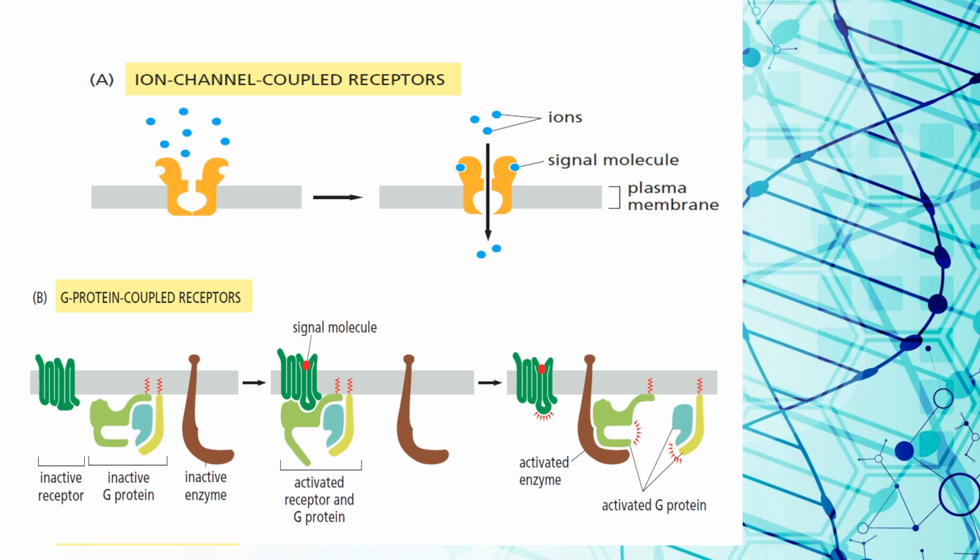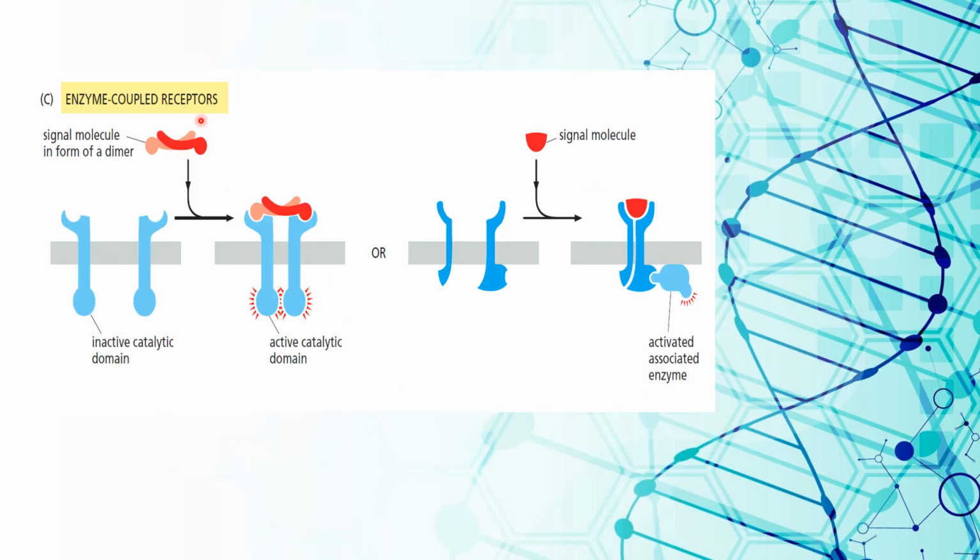Now let's discuss the third type, the enzyme coupled receptors. Consider here we have a signaling molecule that may come in the form of a dimer. Once this signaling molecule binds to the receptor, which again is lying in the plasma membrane, note that enzyme coupled receptors are not serpentine receptors. Here you can see that the receptor has 3 domains. This is the extracellular domain because it's lying outside the cell. This is the transmembrane domain, and this one is the catalytic domain, or we can say the cytosolic domain.